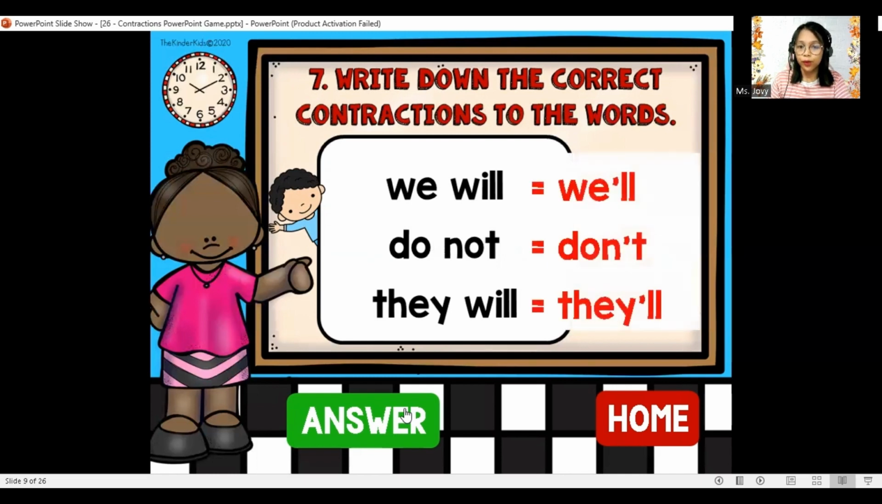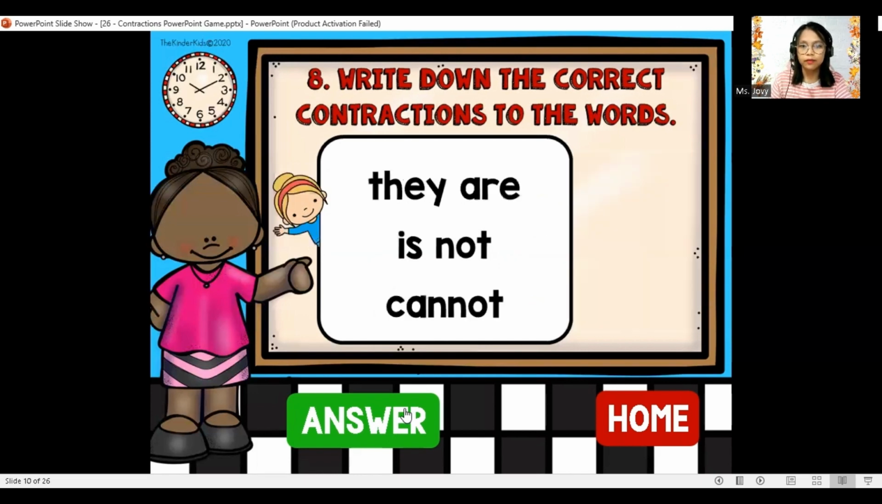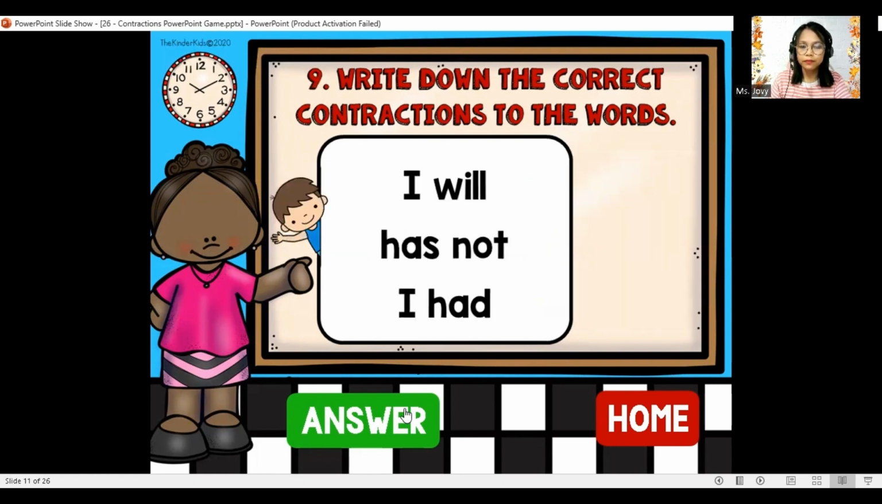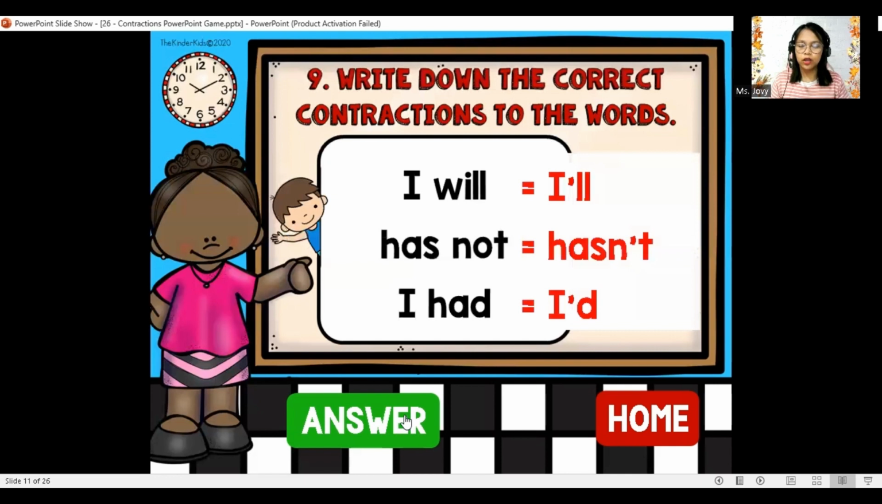Awesome. "We will" for "we'll," "do not" for "don't," "they will" for "they'll." That's right. "They are" for "they're," "is not" for "isn't," "cannot" for "can't." Good job. "I will" for "I'll," "has not" for "hasn't," "I had" for "I'd."